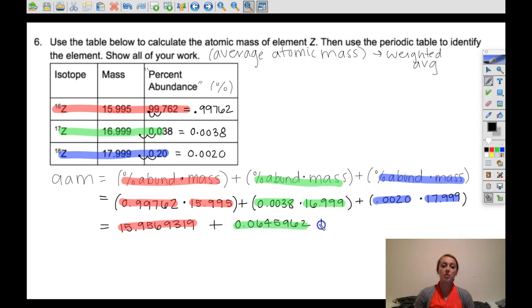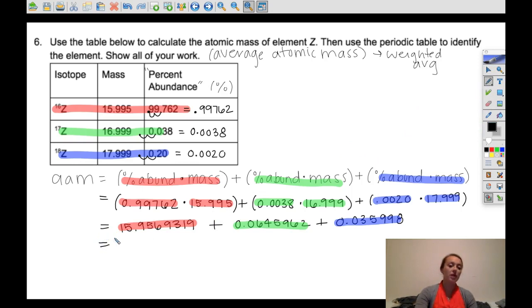And we're going to do it one more time for that third isotope. So 0.002 times 17.999. And I get an even smaller decimal, but it's important to write down all of the digits. So 0.035998. So this answer I just highlighted is the answer to this blue multiplication problem here.